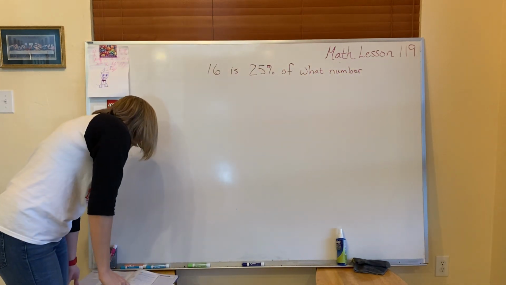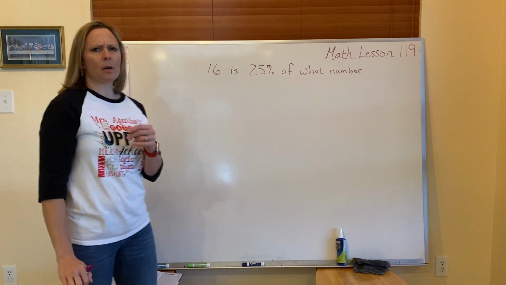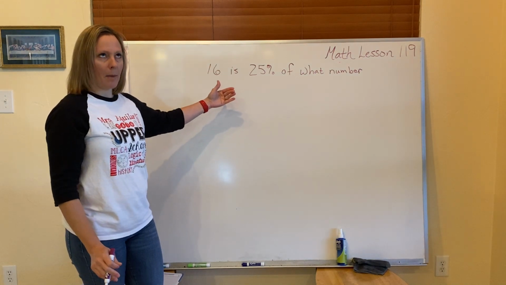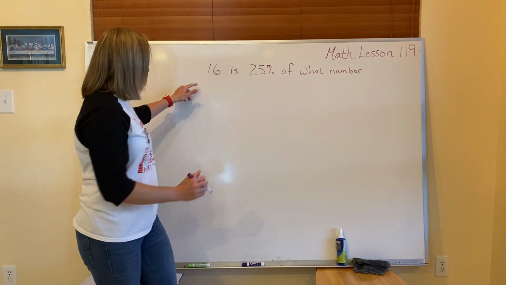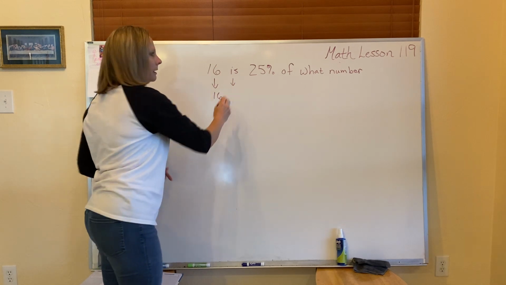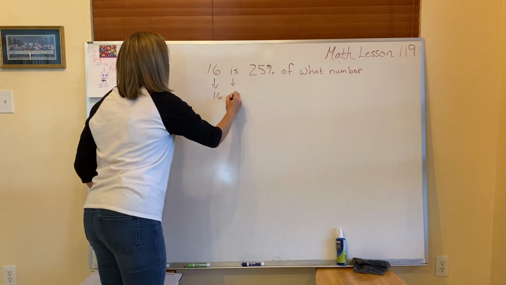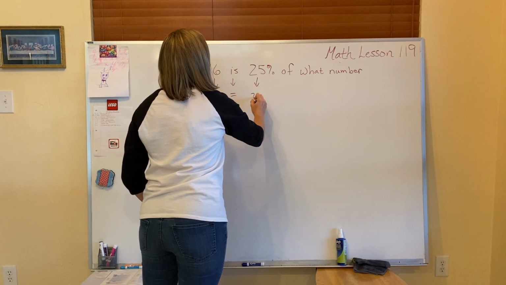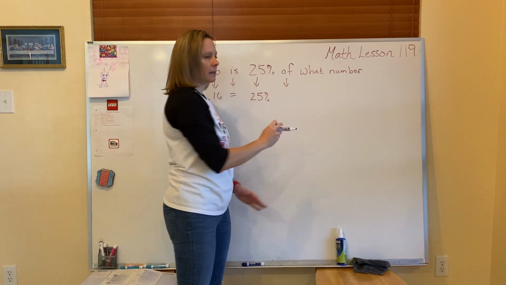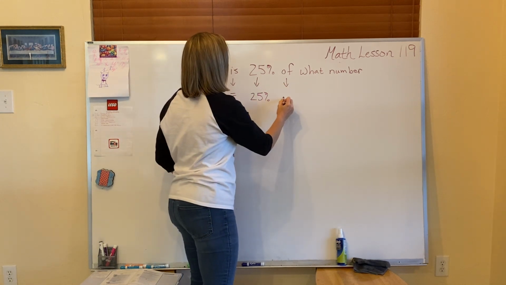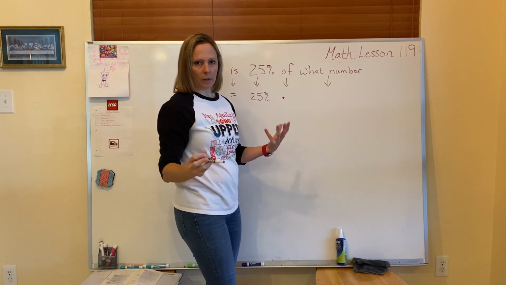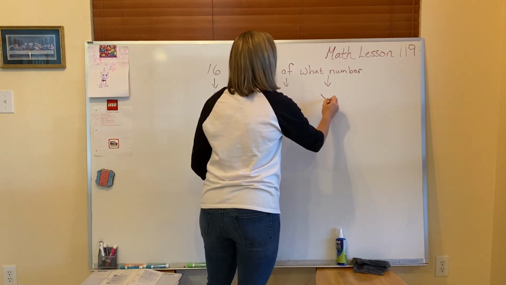Let's translate this. Yeah, they say model with a sketch. We're not going to model with a sketch. We're going to focus on translating this into a math equation. Okay, so we have 16 is equal to 25% of, which means times, what number? We can call that n, we can call it x, we can call it anything we want. We'll call it x this time.